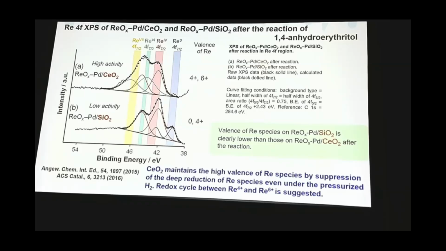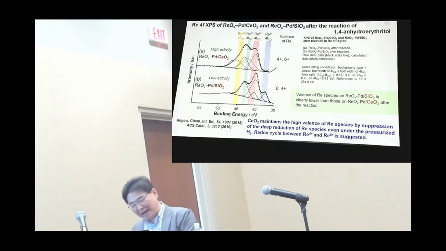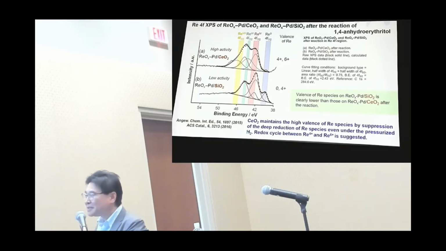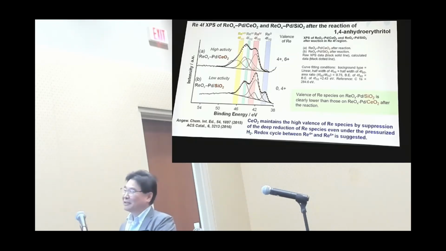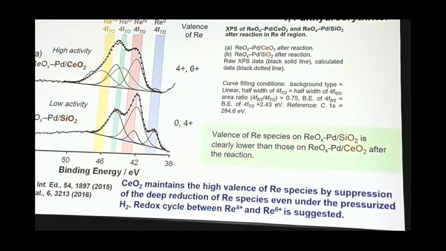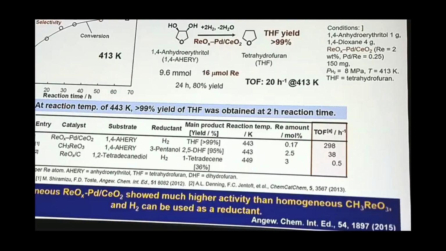From these comparisons, it is concluded that ceria maintained the high valence of rhenium species by suppression of the deep reduction, for example, to rhenium metal, even at very high pressure of hydrogen, even in the presence of the palladium species. And another important point is the distribution of the valence of the rhenium. According to these results, we are thinking that the redox cycle between rhenium 4+ and rhenium 6+ is suggested.